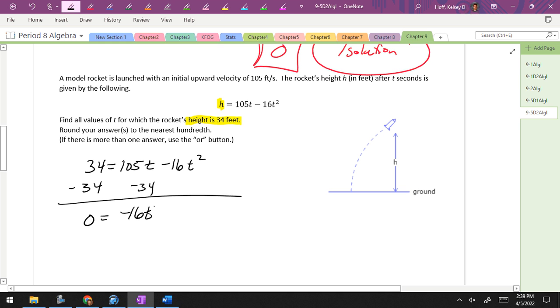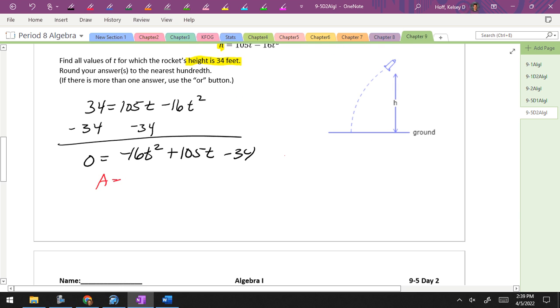Negative 16t squared plus 105t minus 34. That will help you so that A is negative 16, B is 105, and C is negative 34. Plug it into your quadratic formula. Tell me at what time that rocket will be 34 feet off the ground.